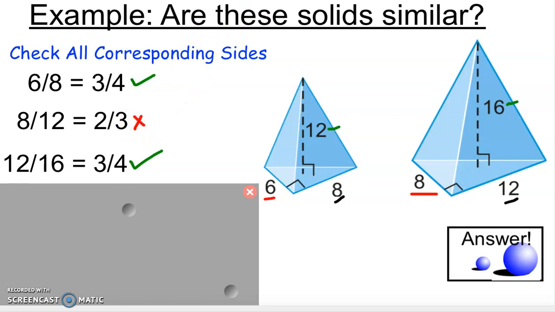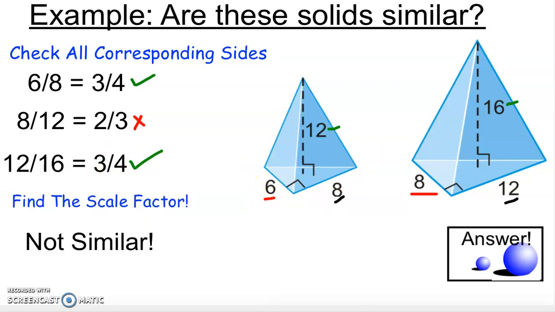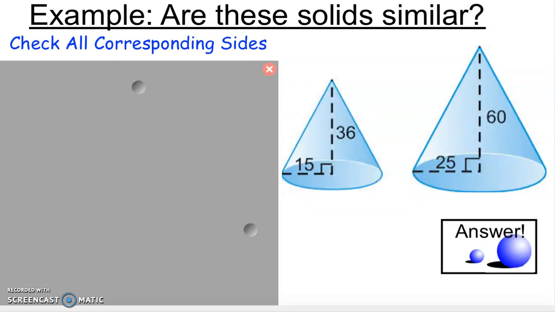Because these numbers don't match, and you don't have to do all three, you can just stop. If you have something that doesn't match right off the bat, and you're doing corresponding side lengths correctly, then you can stop and just say that they're not similar. All right, let's take a look at another example.